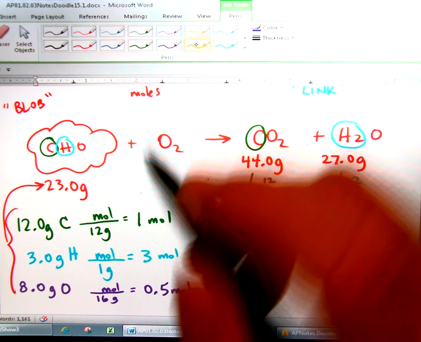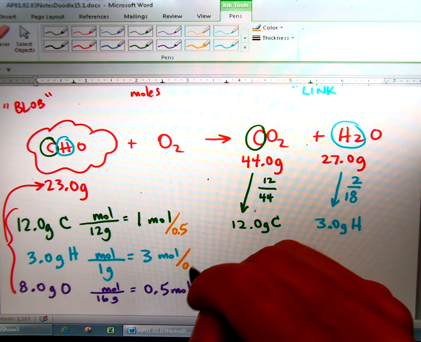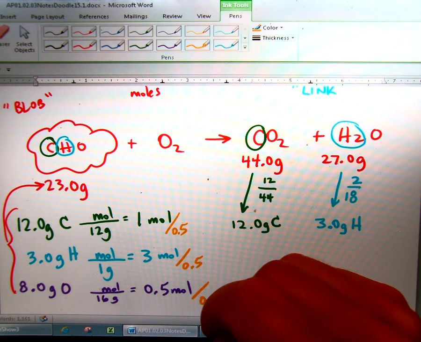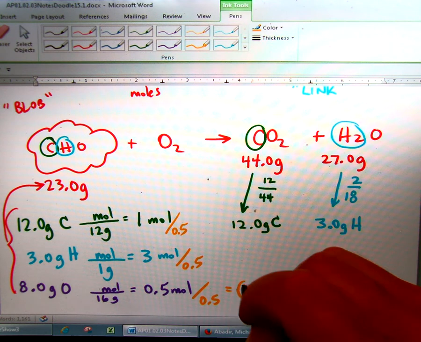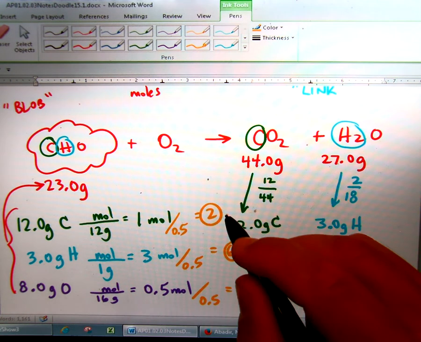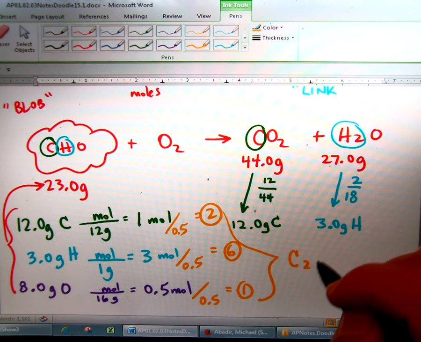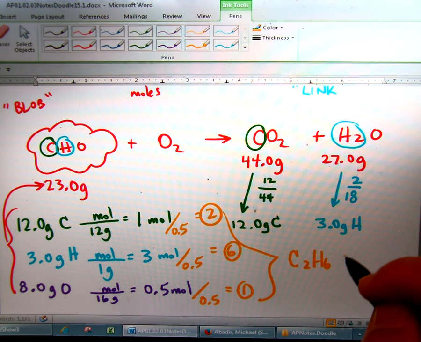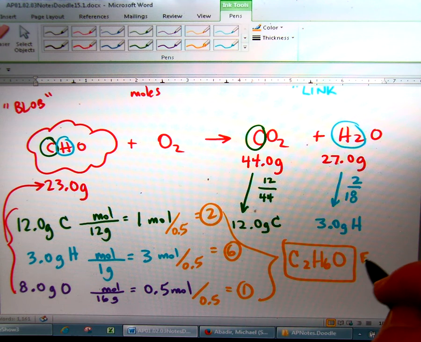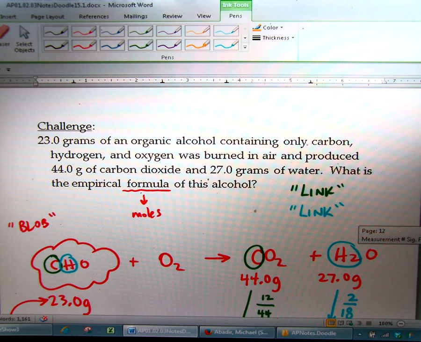So now we need to get a simple ratio and divide by the smallest, which is 0.5, divide by 0.5, divide by 0.5. So that's going to be a 1, that's going to be a 6, and that's going to be a 2. So that means that the whole formula is going to be C2H6O. That is the empirical formula, the simplest formula for this compound, and that's what we were trying to find.